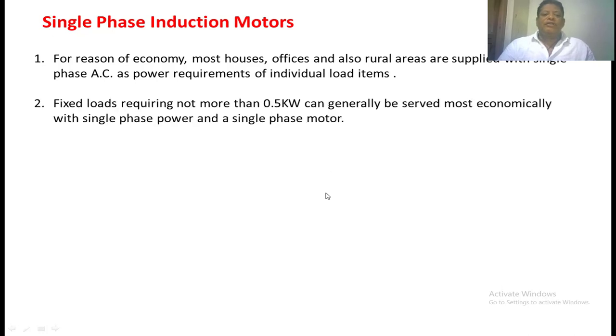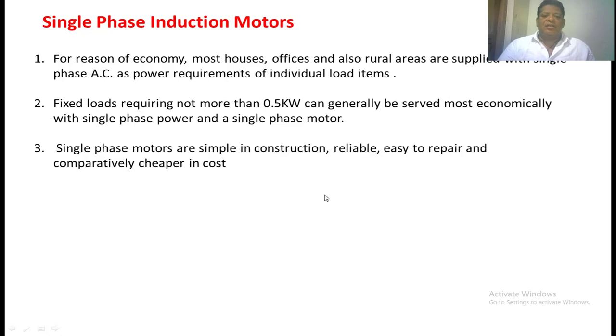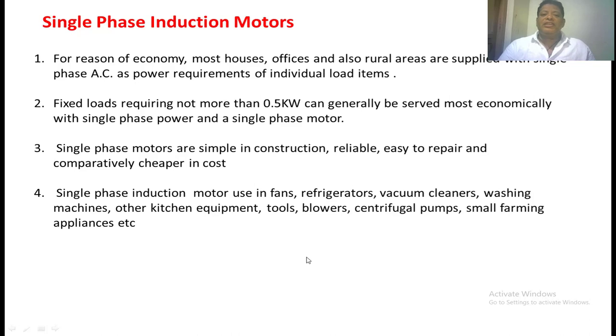A fixed load requiring not more than 0.5 kilowatt can generally be served more economically by means of a single phase induction motor. Its construction is very simple and reliable. We can easily repair and replace it also. It is cheaper in cost. A single phase induction motor can be used in fans.